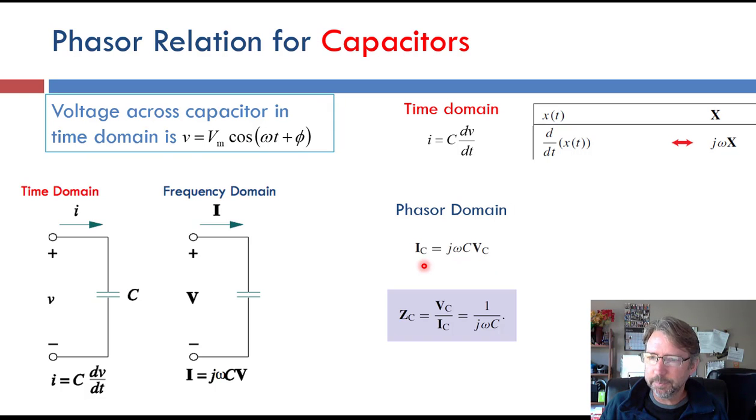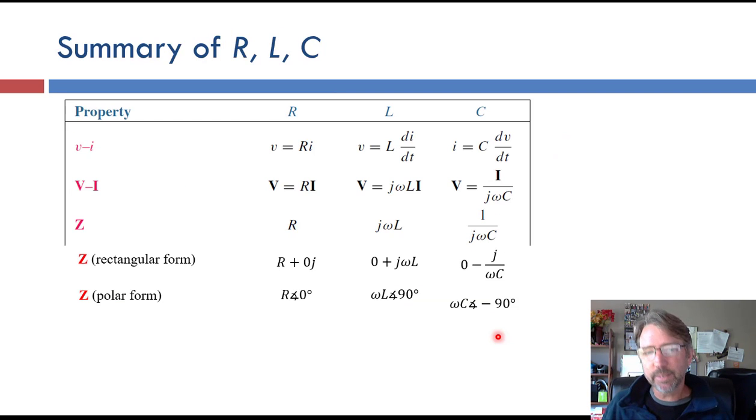And using this, we can solve for the impedance of the capacitor, ZC, V over I, so 1 over j omega C. It's a complex number, 1 over j omega C, for the impedance of a capacitor. So we're going to use this over and over again, so it's good to have this handy.